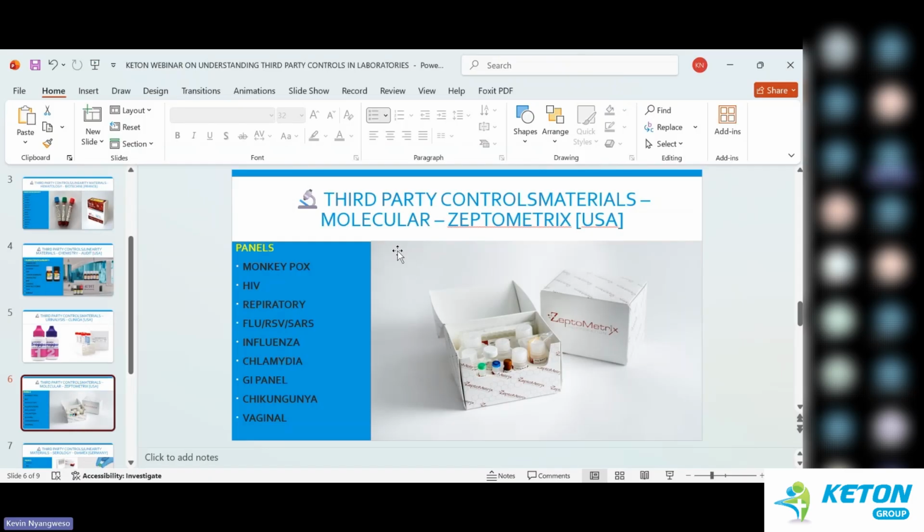And then for molecular samples, we also have got samples from Zeptometrix from USA, which can assist you in reviewing panels like monkeypox, HIV, respiratory viruses, that is RSV, SARS, and flu. And then we also have got samples for influenza, chlamydia, gastrointestinal panel, chikungunya, and vaginal samples.